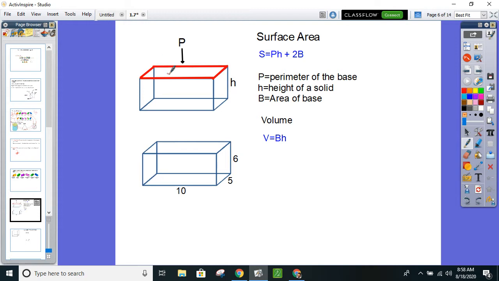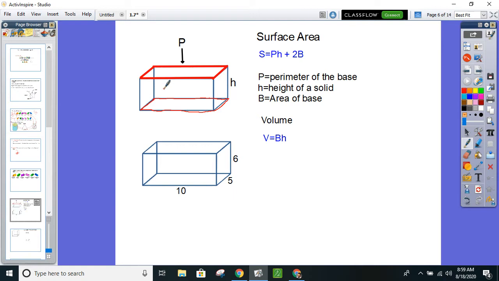The surface area of any prism, regardless of what kind of prism it is, is the perimeter times the height plus 2 times the base. So like we have here, P stands for the perimeter of the base. Just like before, whatever part is on the bottom, that's our base. So we have two bases here, this top one and this bottom one. These are our base faces.